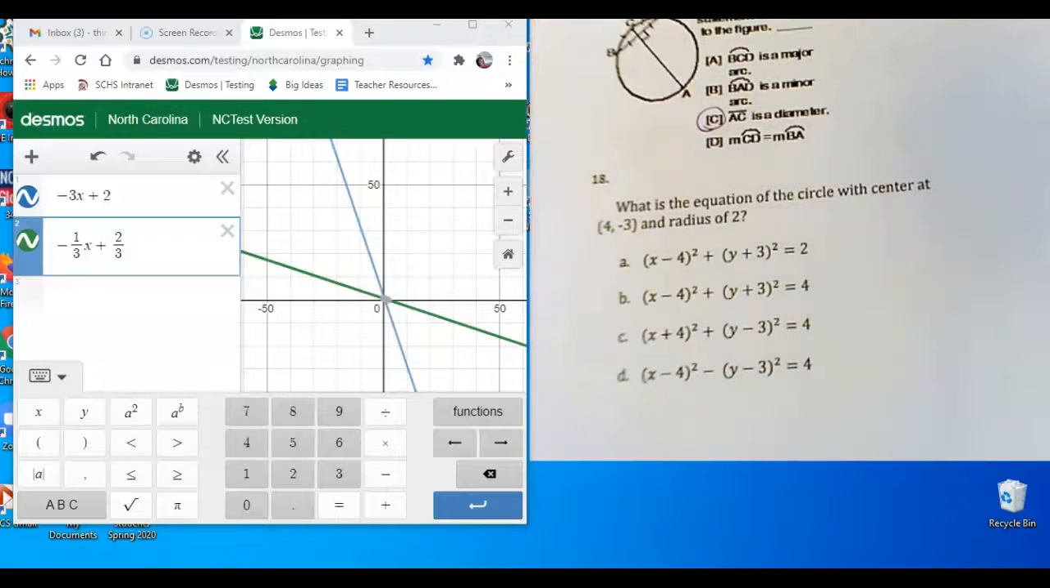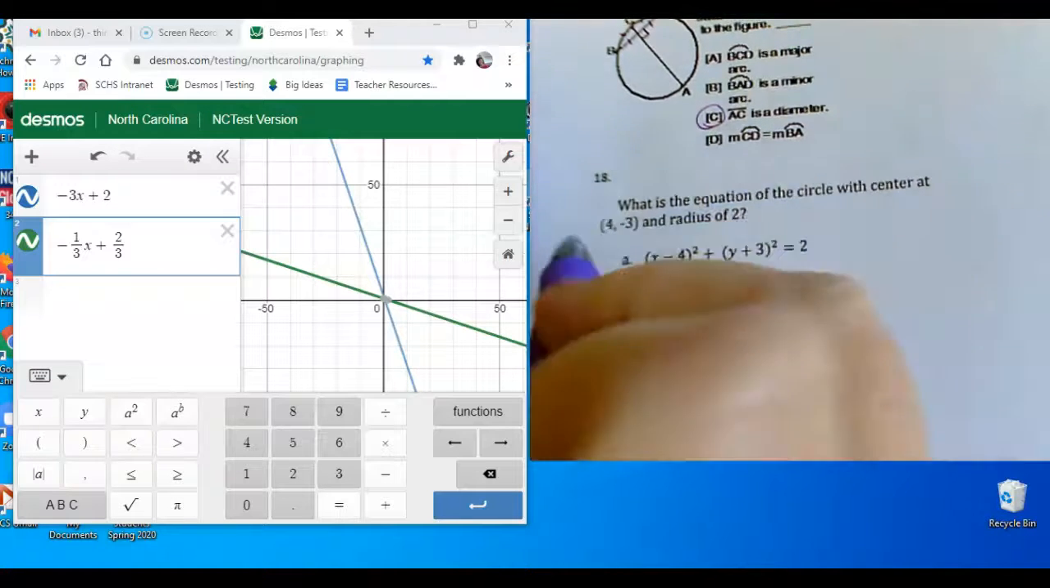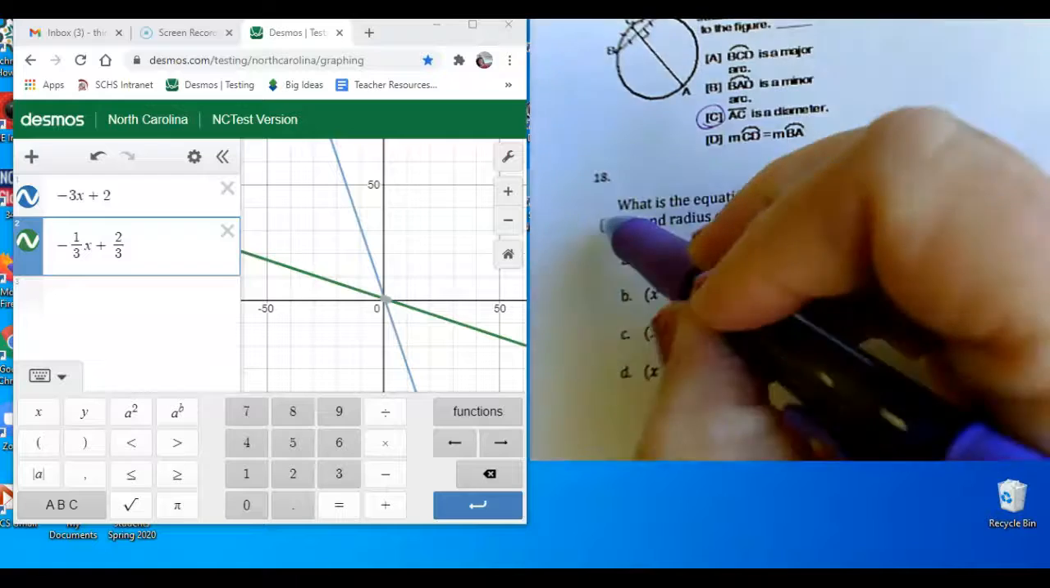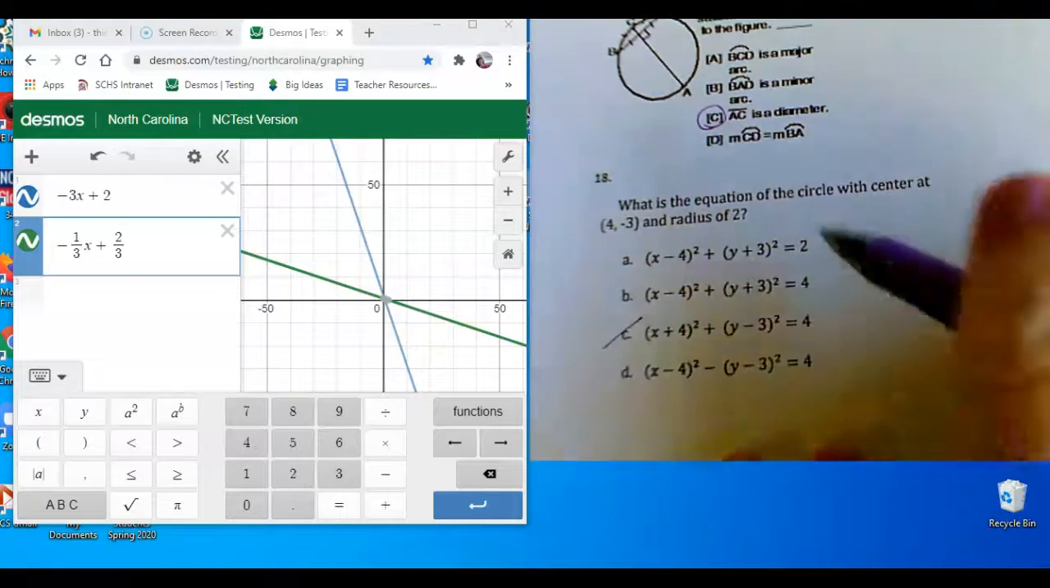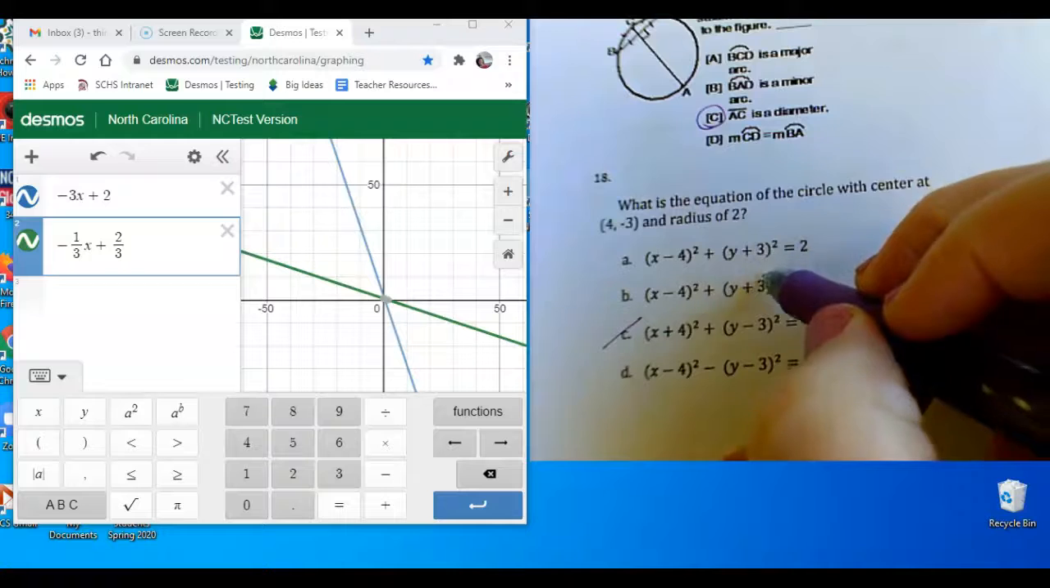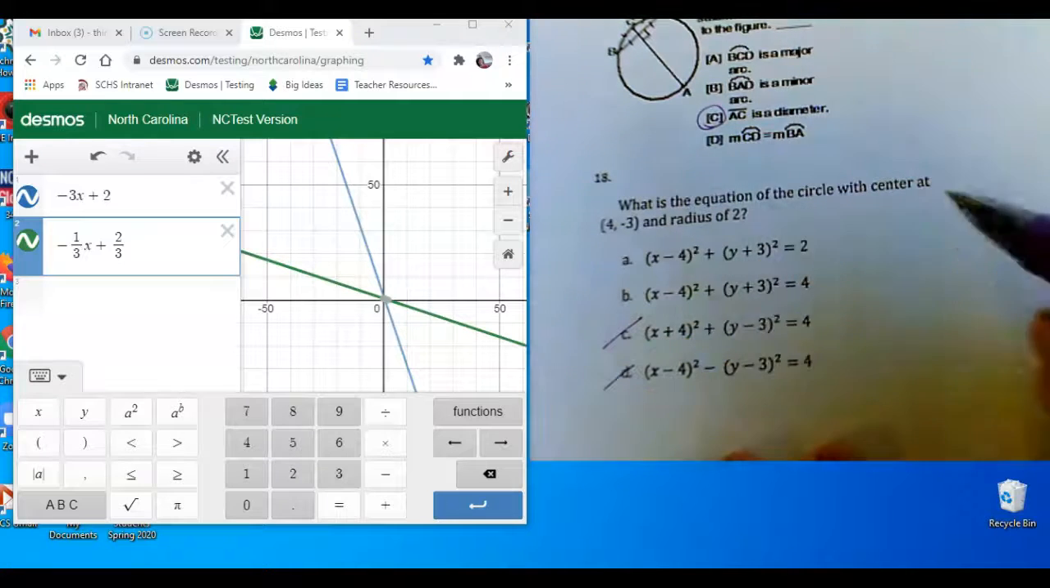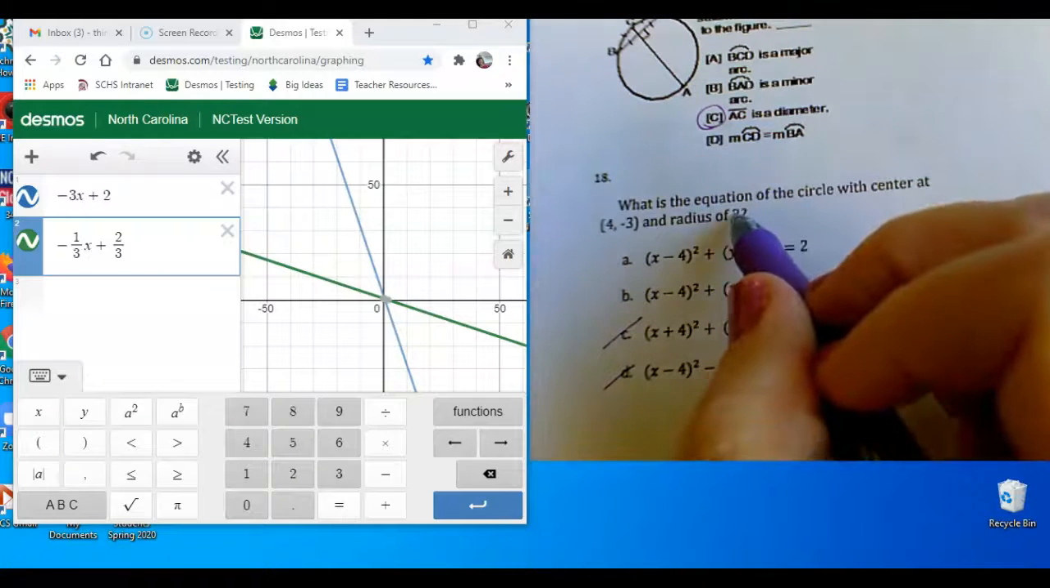Number 18. What is the equation whenever this is the radius and center of the circle? Whenever you have the center, you change the sign. So if it's a 4, we're looking for -4. So not that one. It's a -3, so I need a +3. So not that one. And then the radius is 2.